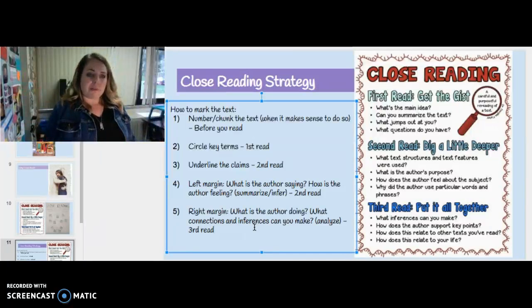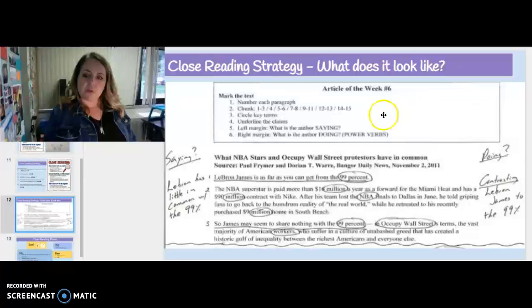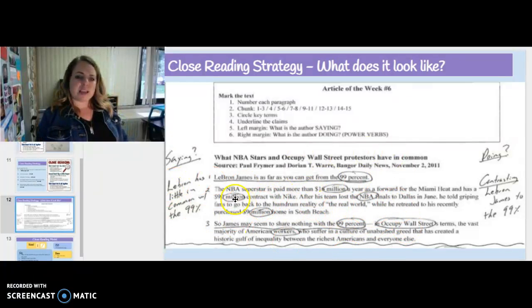And so I will show you a model of this. I'm not going to do it right now because this video is already 10 minutes long, but I will show you kind of a little snapshot of how this looks. This person has underlined claims and circled some different things. 99% was repeated, million, million, million, Occupy Wall Street, capital letters might be important. So they've underlined and circled some things, and then over on the left side, they've kind of summarized what the first two paragraphs are about. And then over on the right side, they're making notes about what the author is doing. The author is contrasting LeBron James to the 99%.